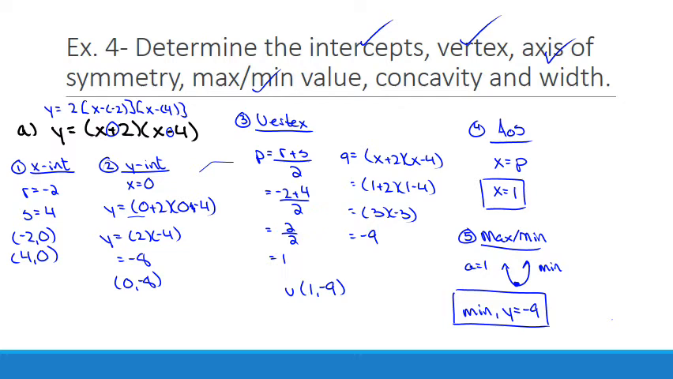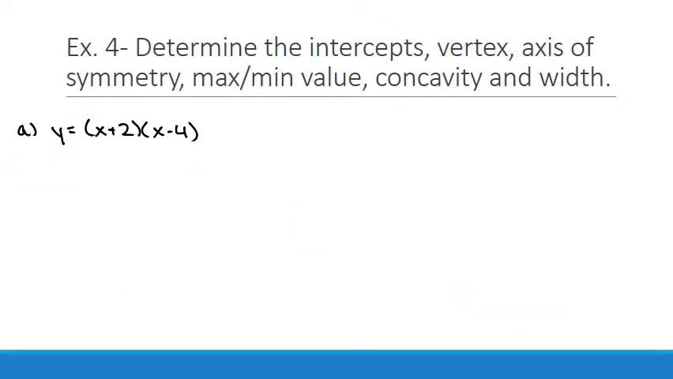Concavity and width. That's based on your a value. We need another slide here. So there we go. Concavity and width, I kind of lost my numbering. 1, 2, 3, 4, 5, I think this is 6. Sorry if my numbers are off, but whatever. Concavity just means opening up or down. We already talked about it because a is positive 1, so we know that it opens up, because it is smiling.